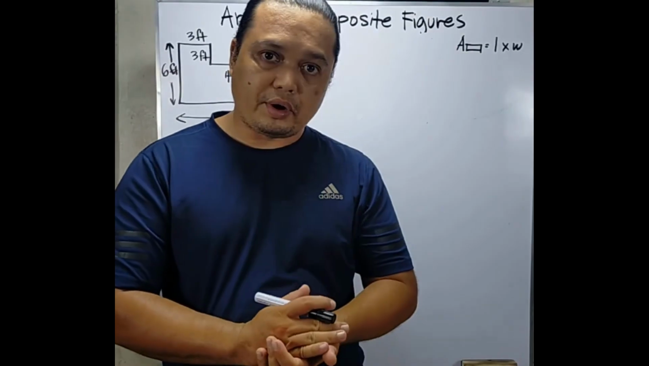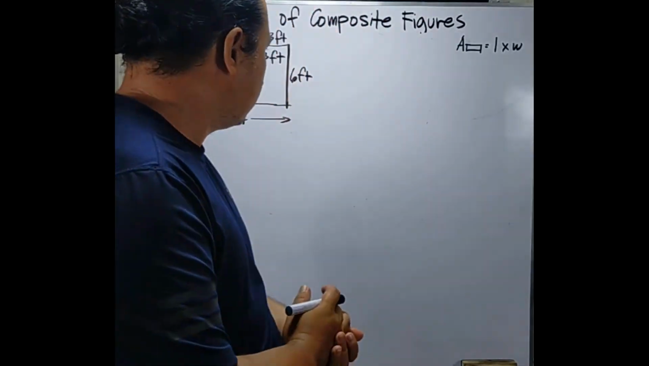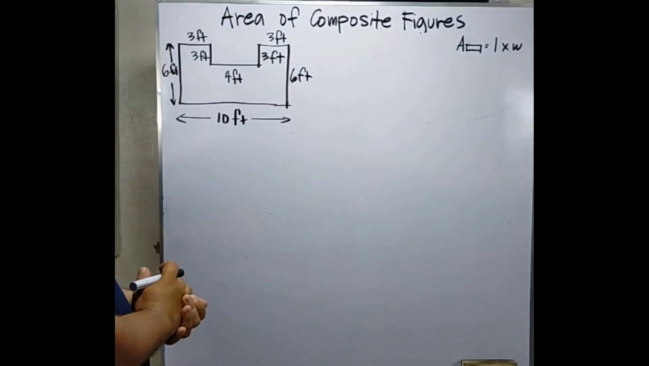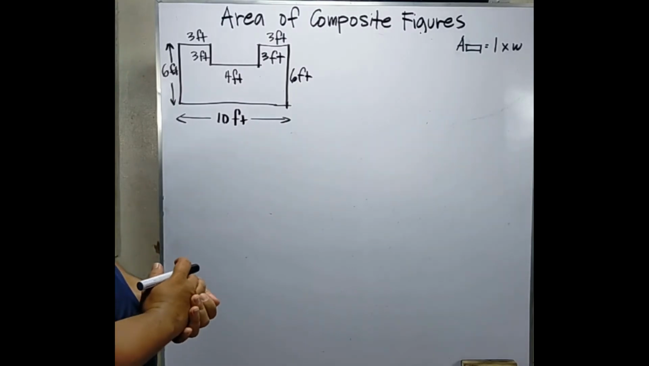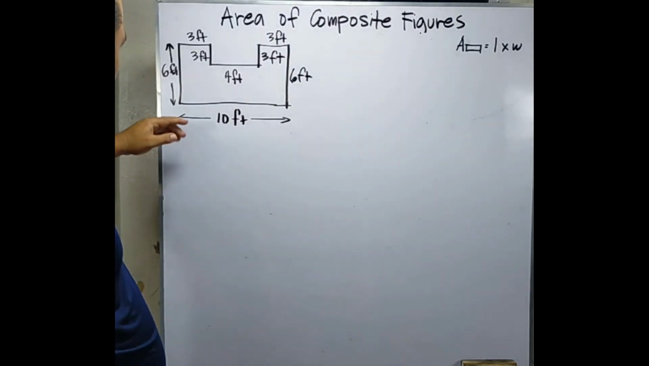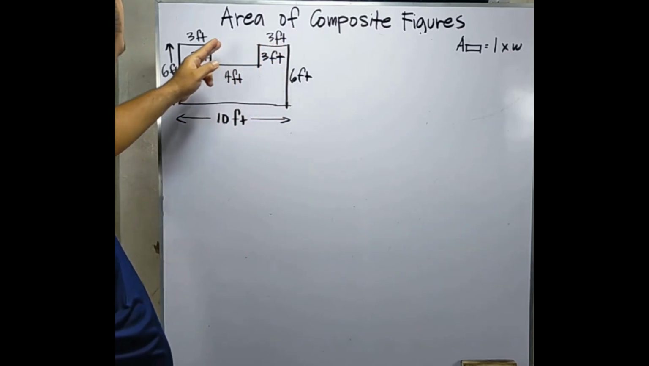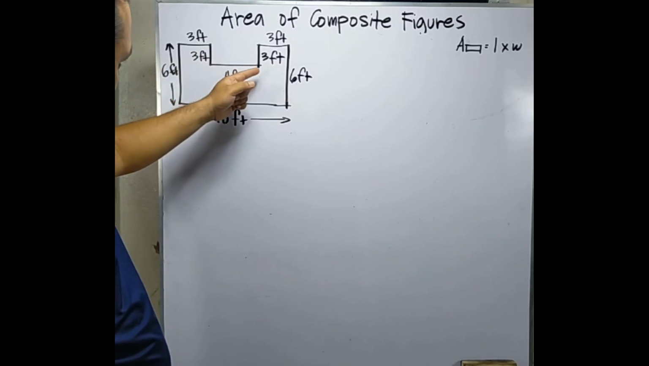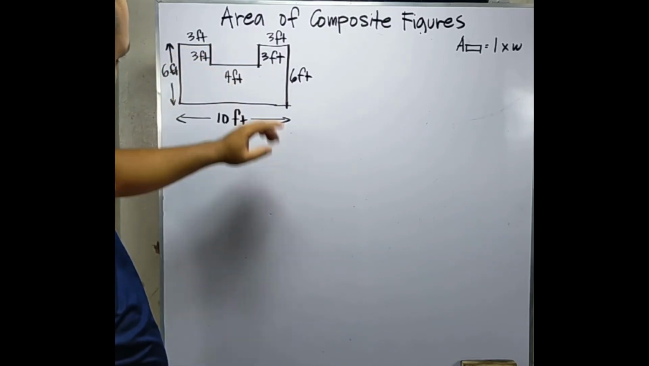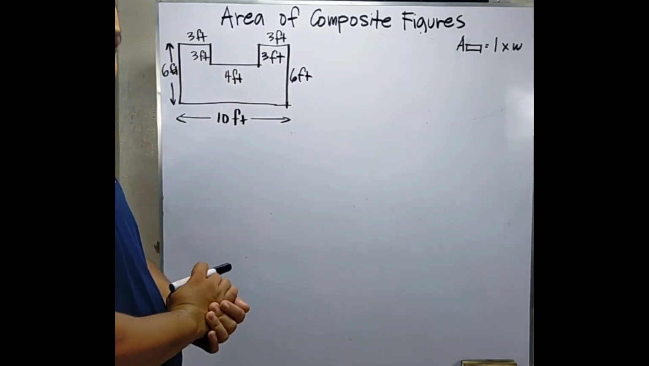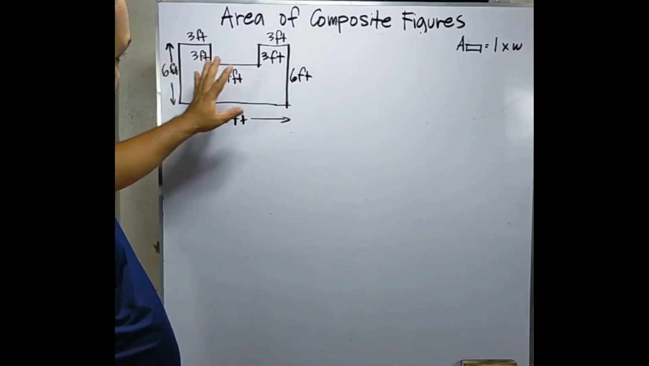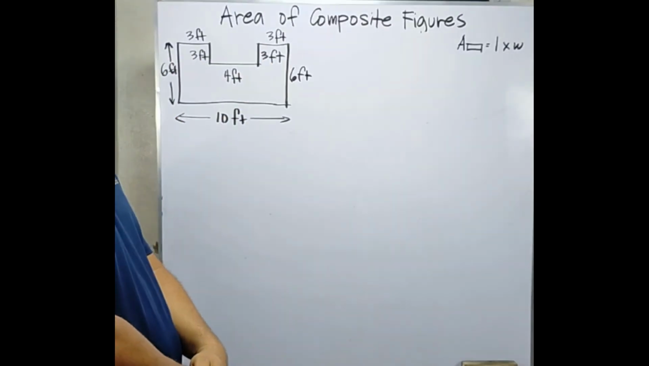Okay, for our next example, on the board we have a rectangle. As you can see in the figure, we have a large rectangle, and we have a small rectangle that overlaps the large rectangle. So what we want is to get the area of this figure. So how do we do that?